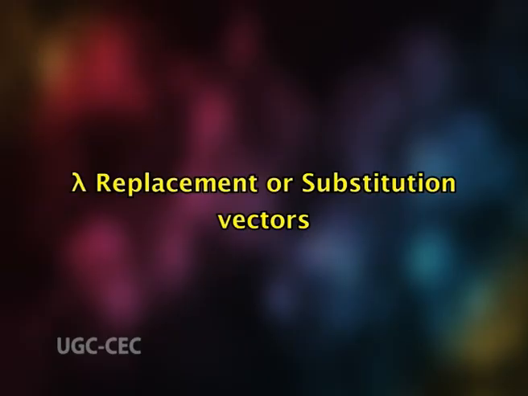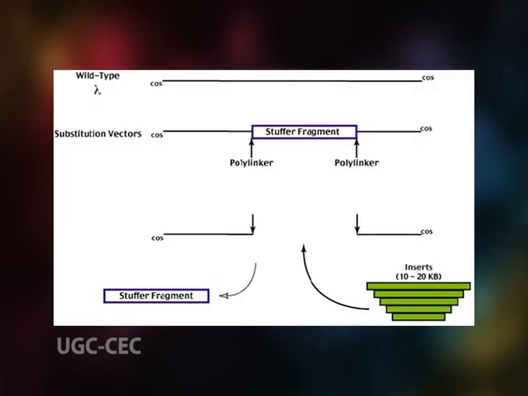Now the second one, lambda replacement or substitution vectors. This type of vector has a loading capacity of 10 to 23 kilobase pair and consists of a full-length lambda molecule with two identical restriction sites, flanking a non-essential region called the stuffer fragment. This stuffer fragment is deleted and replaced by foreign DNA.